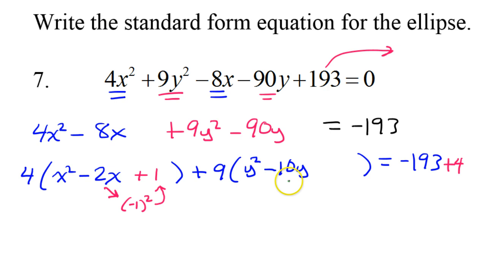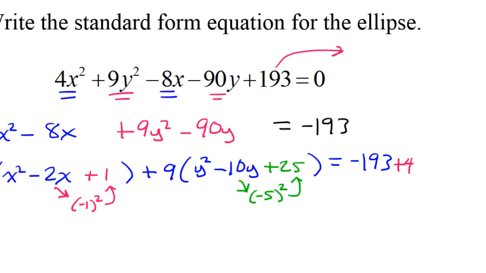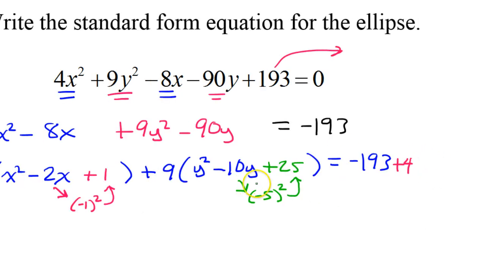Alright, similarly, to complete the square with the y terms, I'm going to do half of the middle squared. So half of the middle is negative 5. Negative 5 squared is positive 25, so I'm going to put a plus 25 here. However, on the other side, I need to do 9 times 25. That's 225, so I need to add 225 on the right hand side to balance this out.